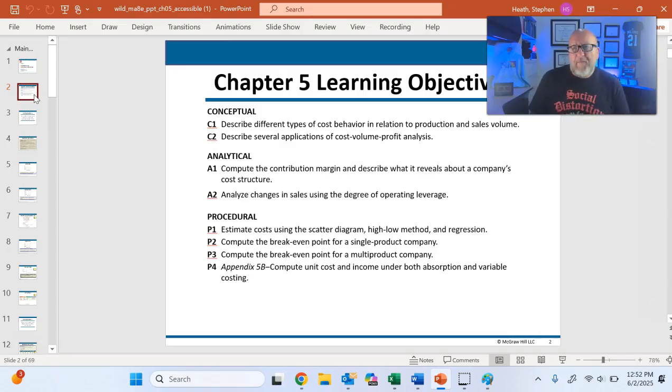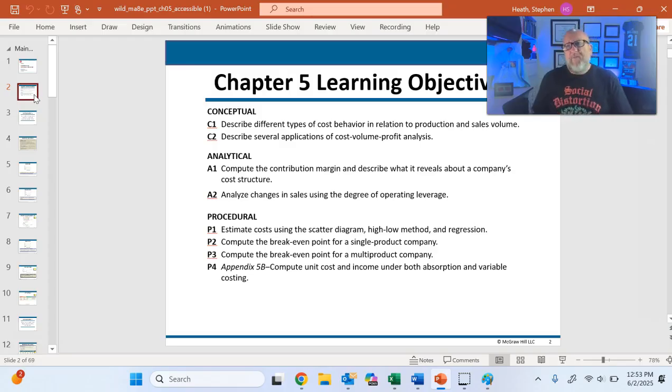Anyway, if I make 10,000 tables and then in another period I make 75,000 tables, I think we would all agree that I'm going to incur more costs when I make 75,000 tables as opposed to 10,000, because I need to purchase wood and paint and glue and nails, all of the things that go into making tables. So obviously, the more tables that I make, the more wood I'm going to need, and the more it's going to cost.